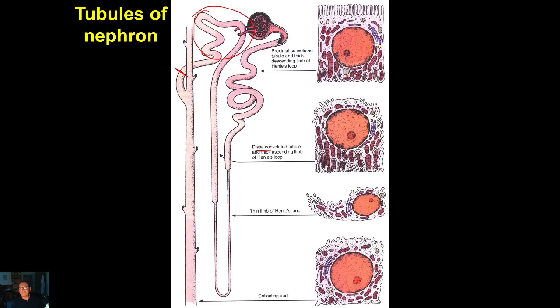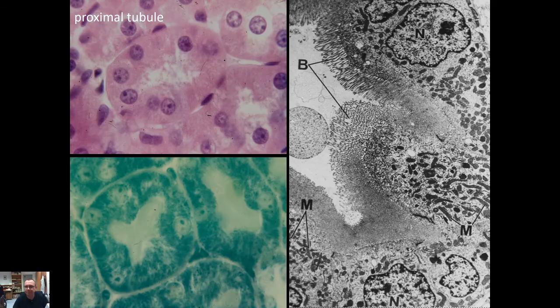the urine goes to collecting tubule, which doesn't belong to nephron because it has different embryological origin. And then collecting tubules join to form collecting duct, and urine goes to urinary passages. And let's look at the proximal tubule in the microscopic picture.